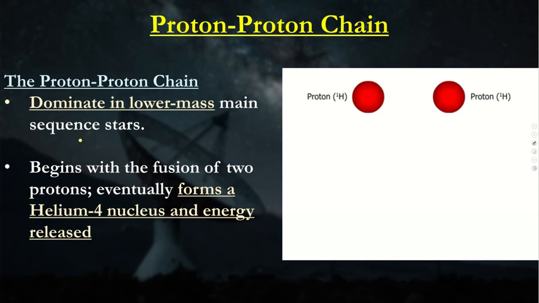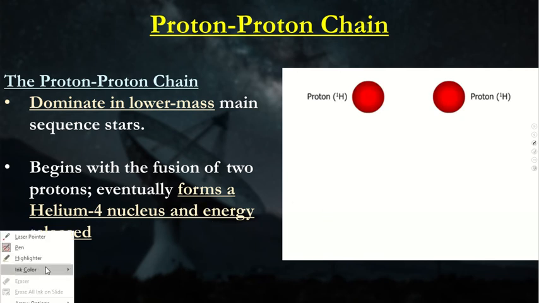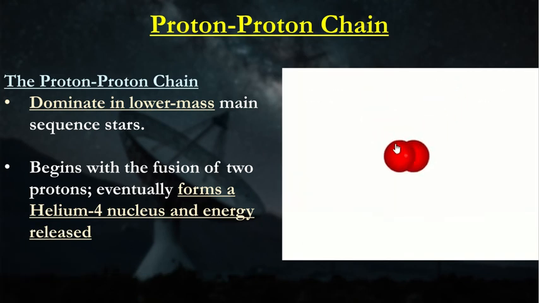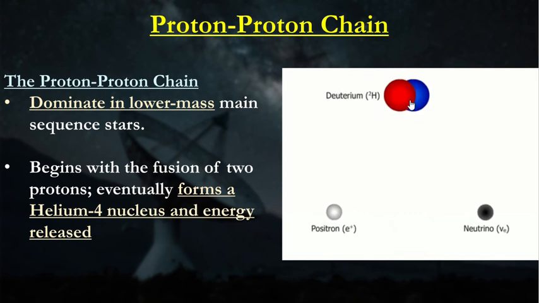Okay, so the first one we have is the proton-proton chain. Now most low mass stars will go through the proton-proton chain, and like I said, fusion between 2 protons initially, and then it will form helium-4, and also some energy will be released. So the idea is very simple. Starting point is 2 protons colliding, then you get hydrogen 2, and it gives you 2 products. That's actually the first step you see in this little clip here.